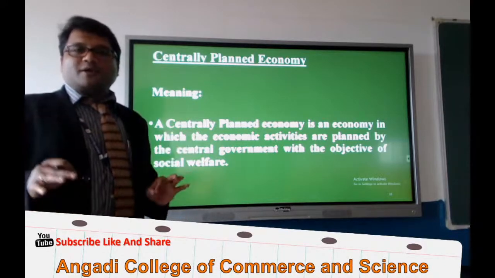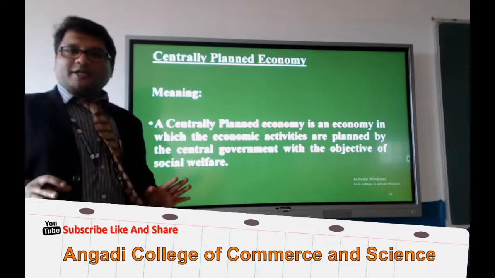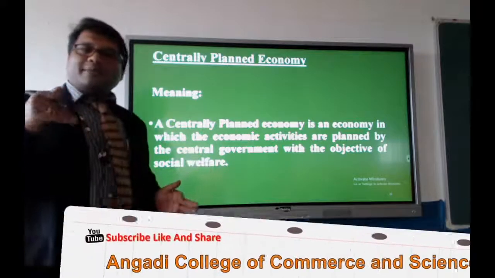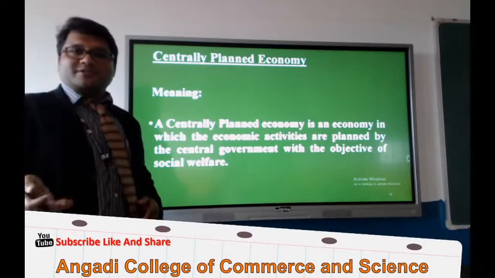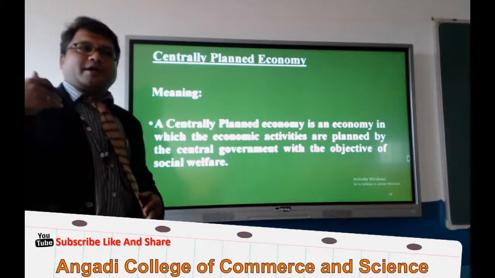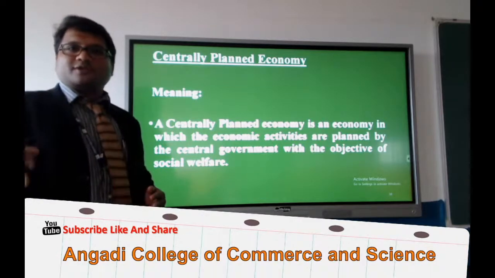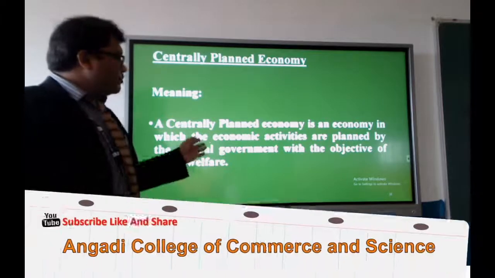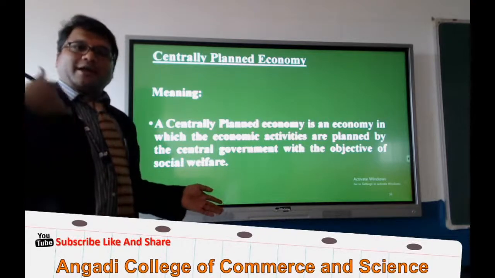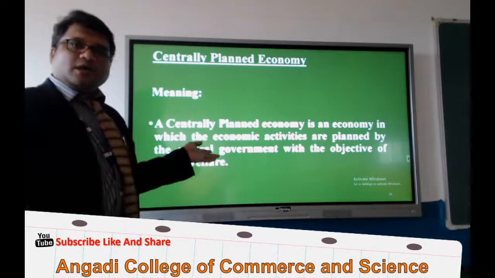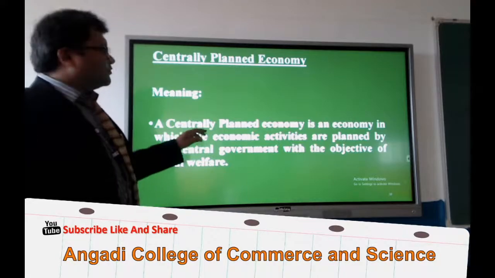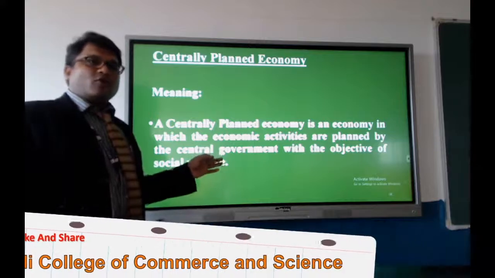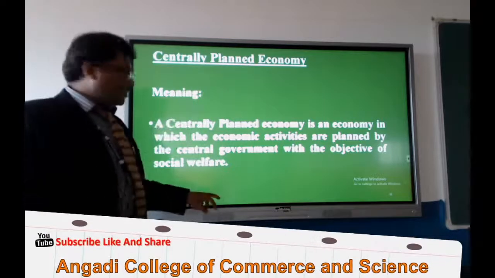Most of the companies will be owned by government authorities, government bodies, either state government or central government, and governments will run most of the major services. Governments will do production of most of the goods and services, and very little freedom is given to private individuals. Most of the companies will be owned and managed by government agencies. So if such a structure is there in the economy, then that country or economy will be categorized under centrally planned economy.